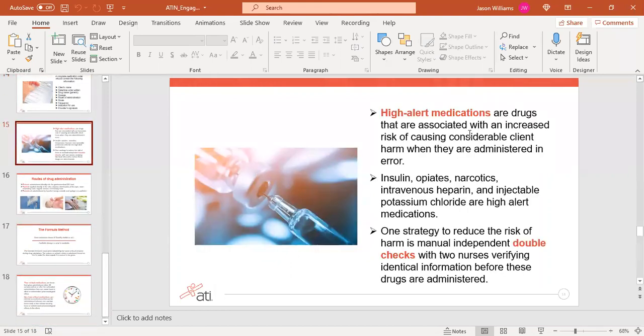High alert medications are medications that can actually harm a patient. Some of those high alert medications are insulin. Insulin is a medication you can possibly kill somebody with. You give them too much insulin, you cause that patient to go into a hypoglycemic coma. Opiates, those are narcotics that derive from the opium plant. Opiates can shut the body down. If you take high doses of opiates, it will shut the body down.